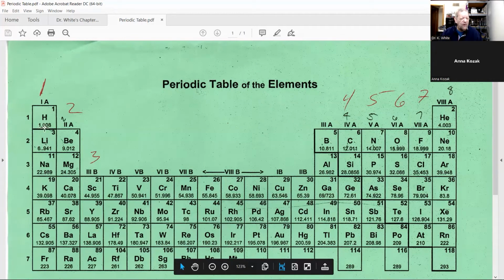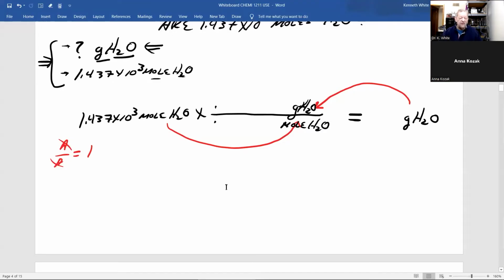Hydrogen is 1.01 to 3 significant figures. Oxygen, 15.999, rounds off to 16.0 for 3 significant figures. So we need the molecular weight of water. And that's 2 hydrogen, 1 oxygen. That's 2 times the atomic weight of hydrogen to 3 significant figures, which is this, and 1 times the atomic weight of oxygen to 3 significant figures, which is that. Do the math.